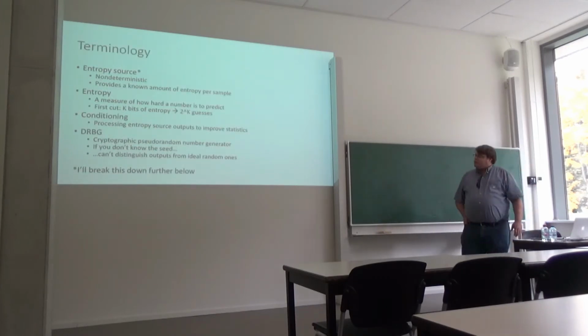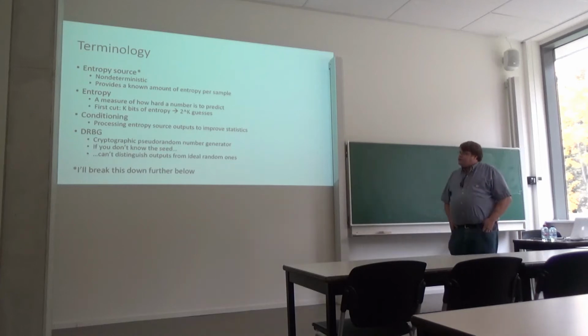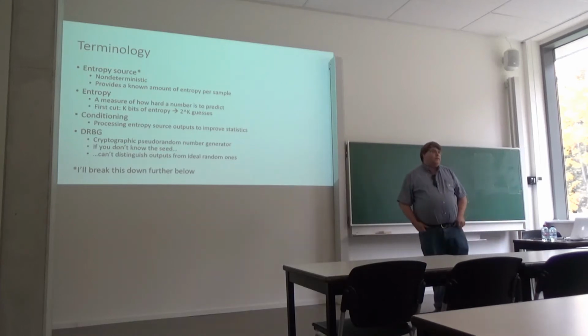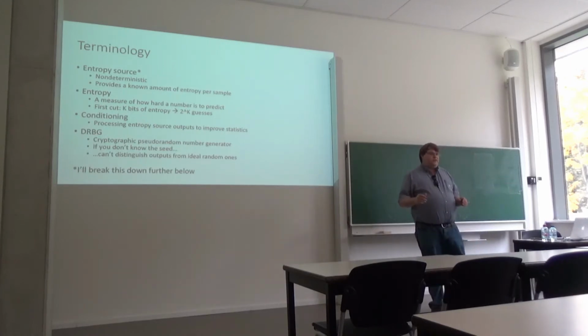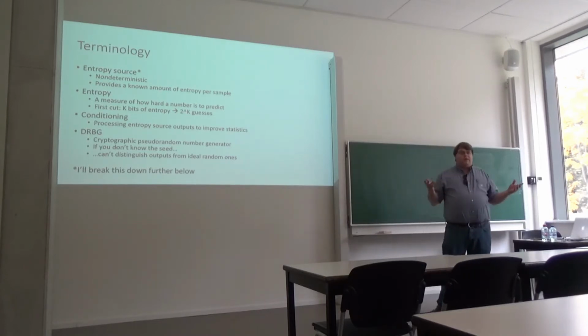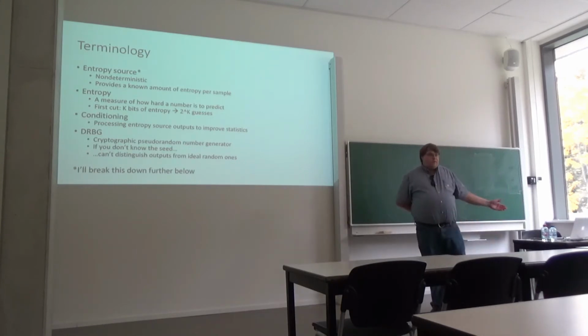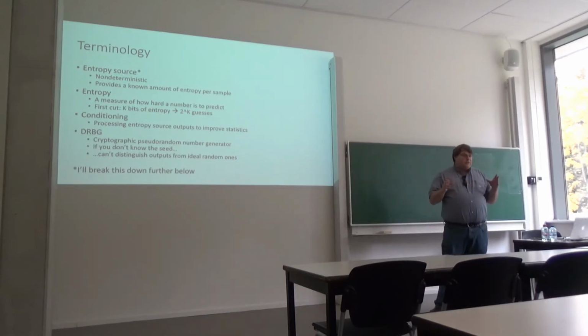This is just some terminology to start out. An entropy source is the non-deterministic thing. If you think about a big cryptographic system, you want to put all the non-deterministic stuff in one little box, and that little box is the entropy source. That's where you get your unpredictability from. It's non-deterministic, and in our conception it provides you a known amount of entropy. So it's not just something that has some unpredictability, it can tell you how much. Okay?